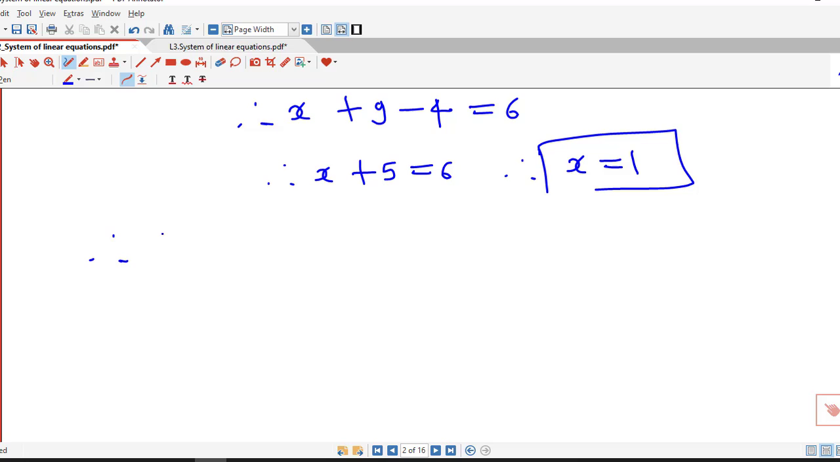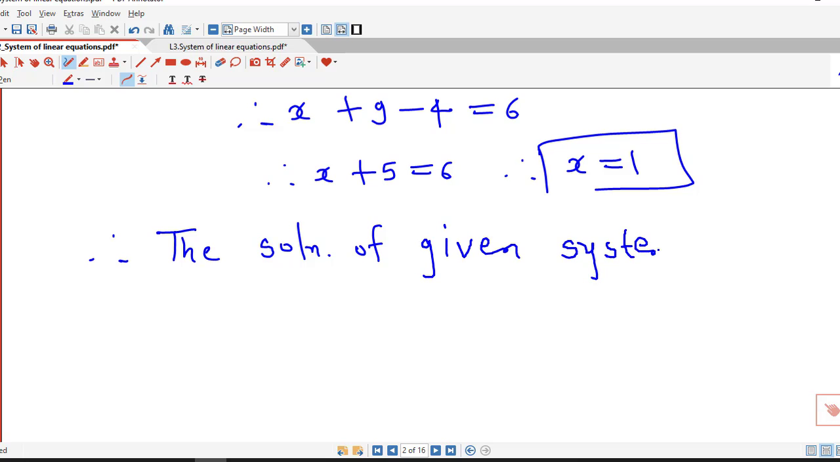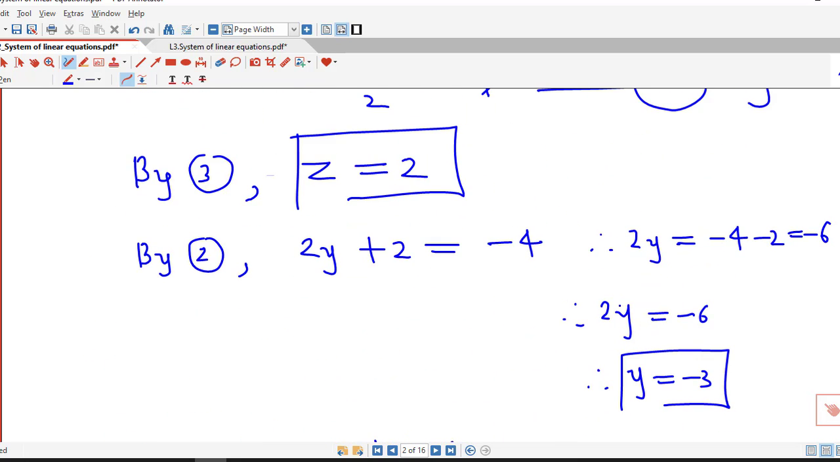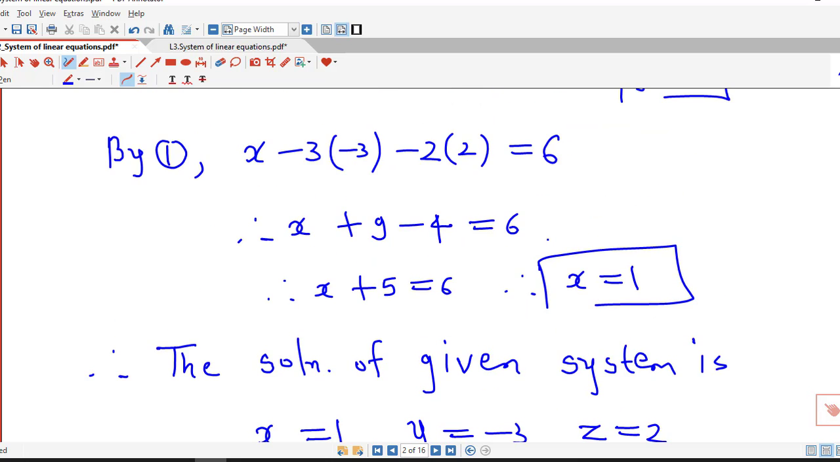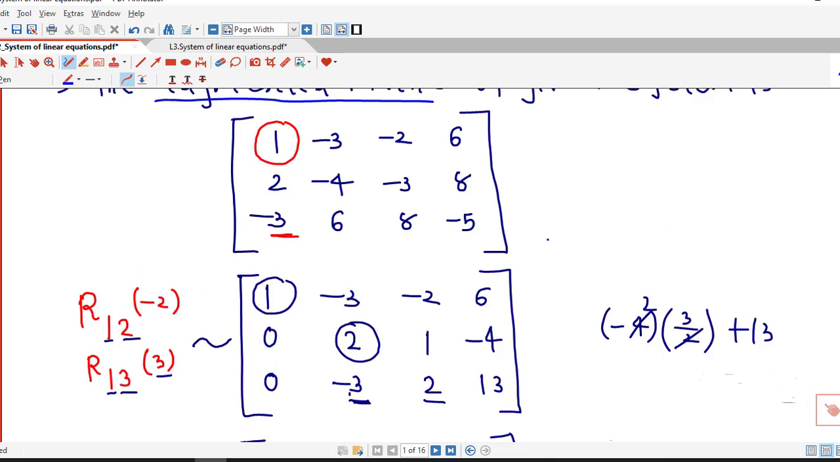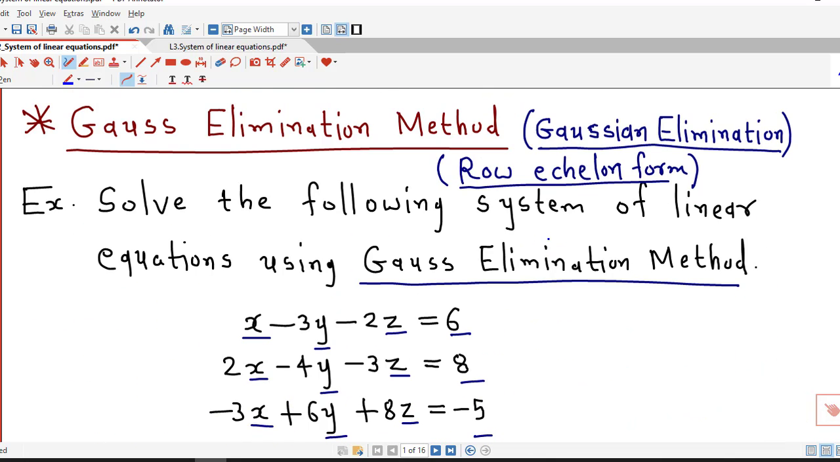So therefore we can write the solution of given system is x equal to 1, y equal to -3 and z equal to 2. So in this way we can easily solve the given system using Gauss elimination method. So this is the example in which we obtained unique solution.